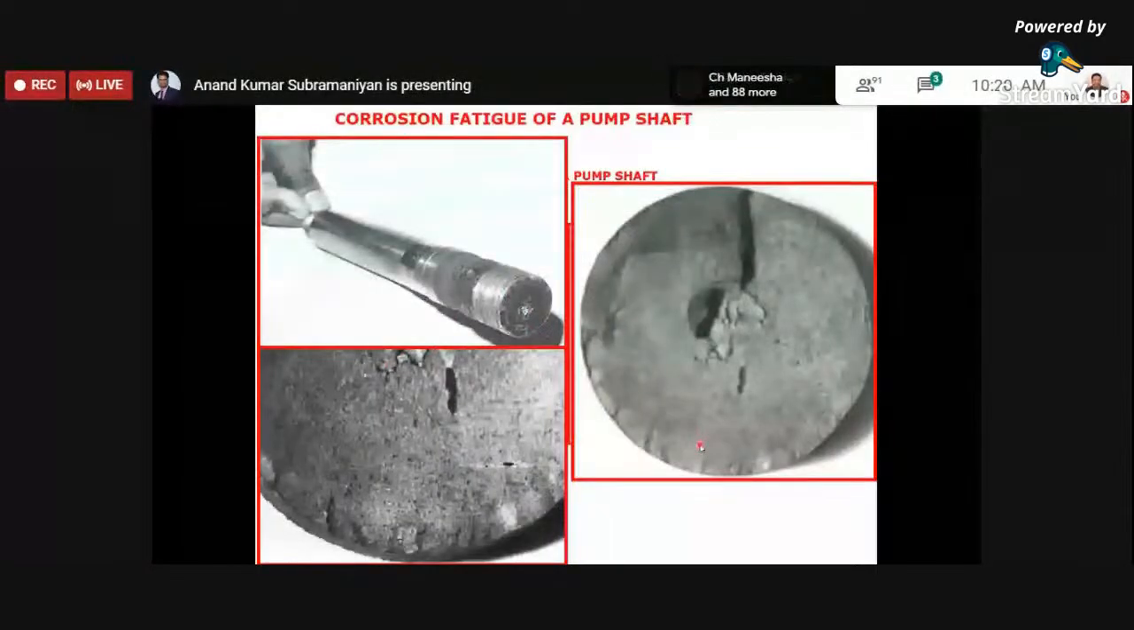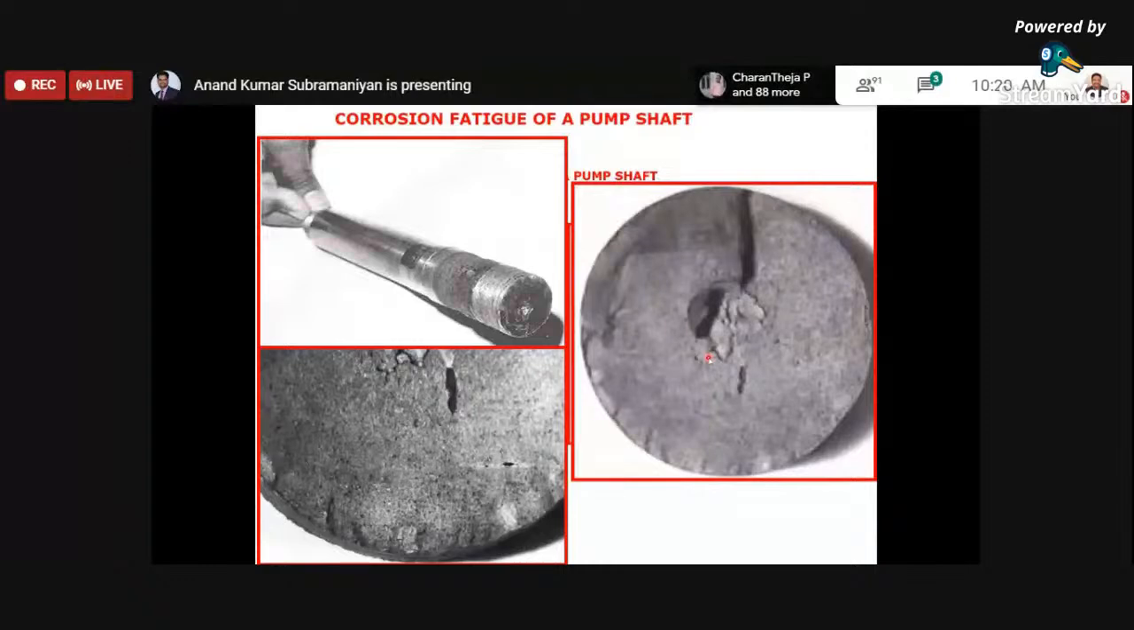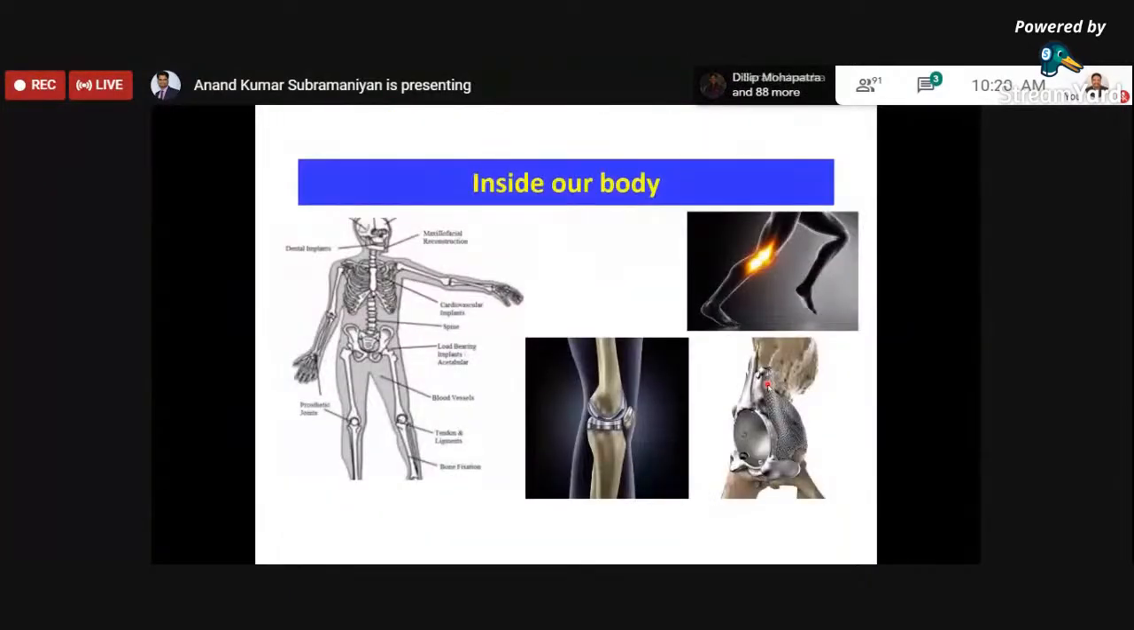And for example, a pump shaft which fails because of corrosion fatigue. You can see that the crack has initiated from the surface, then it propagates into the interior, and subsequently it undergoes fatigue failure. So the point I'm trying to emphasize from all of these is that it starts from the surface.